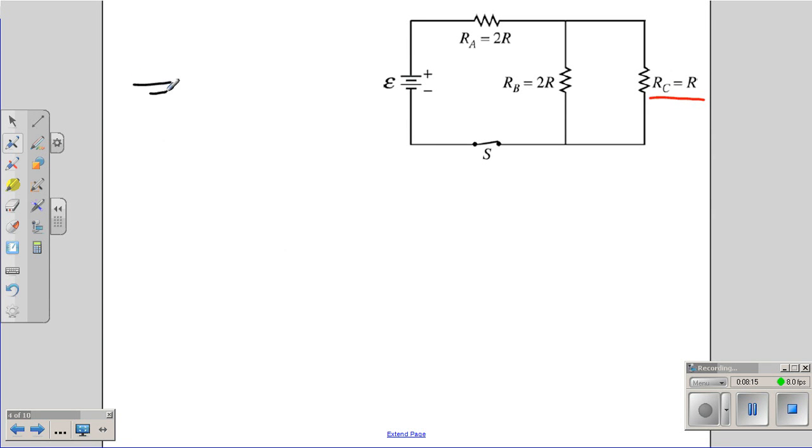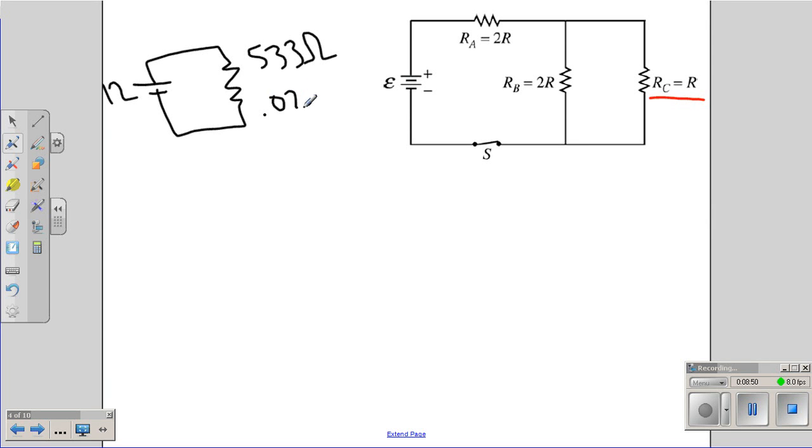We'll say we have a 12-volt source hooked up to a 533 ohm resistor. So 533. If we have resistance and voltage, then we have current, given by Ohm's law, V equals IR. Here we have V and R. So V divided by R will yield current. So we can find that, and it is 0.0225 amps.